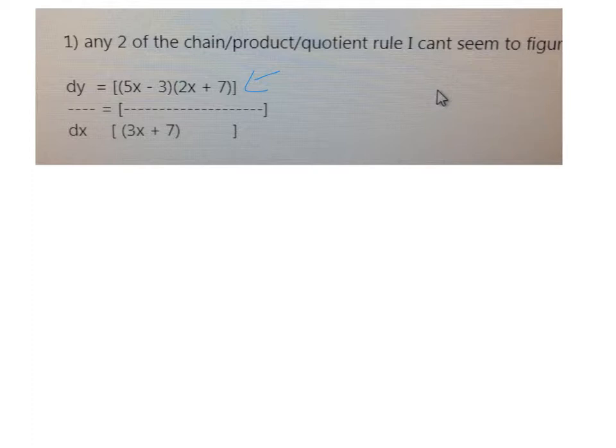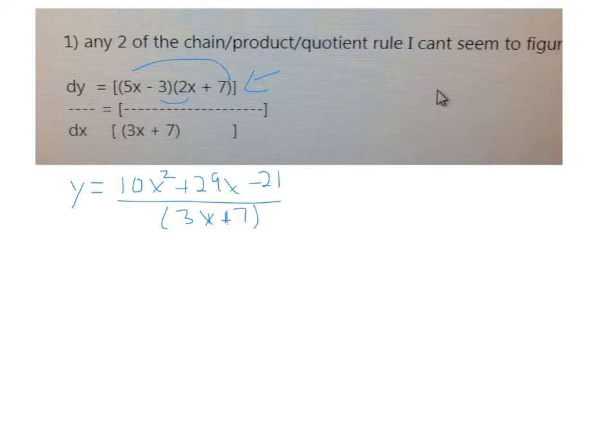So what I would recommend, because both of these binomials are just degree 1, meaning that they only have an exponent of 1 on the x, is that I would first multiply the 5x minus 3 times the 2x plus 7. So I would get my original function to look like this: 10x squared, and then you would have 35x minus 6x, so that's going to be plus 29x, and then minus 21. And then on the bottom, you've got 3x plus 7. So now I would say that you're ready to do the quotient rule.